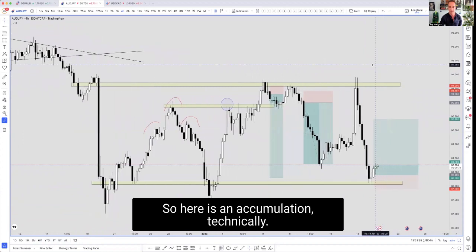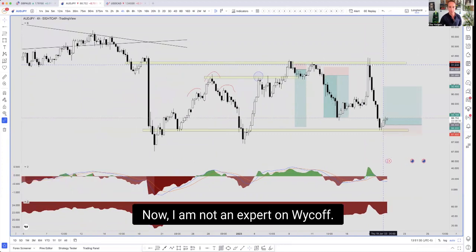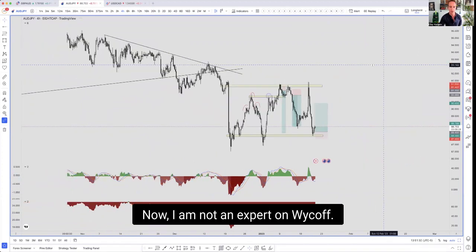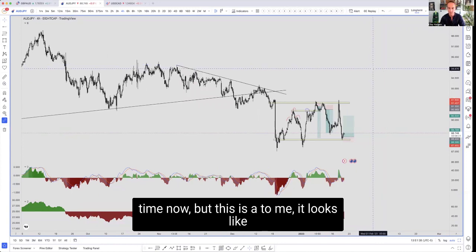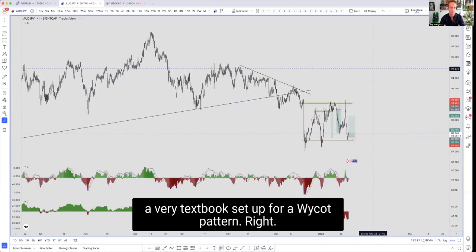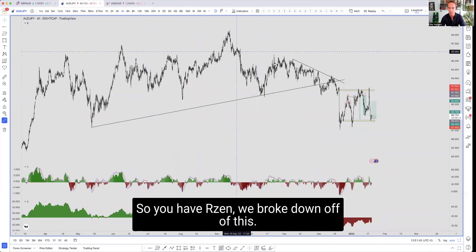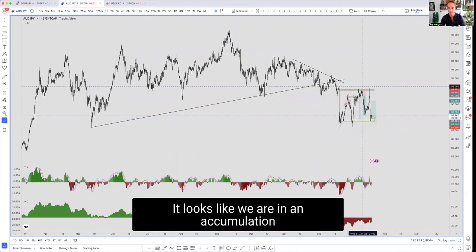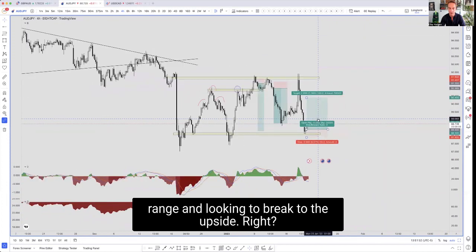So here is an accumulation. Technically, I am not an expert on Wyckoff. I've studied and been around markets and trading for a long time now. But to me, this looks like a very textbook setup for a Wyckoff pattern, right? So you have Aussie yen, we broke down off of this, and it looks like we are in an accumulation range and looking to break to the upside, right?